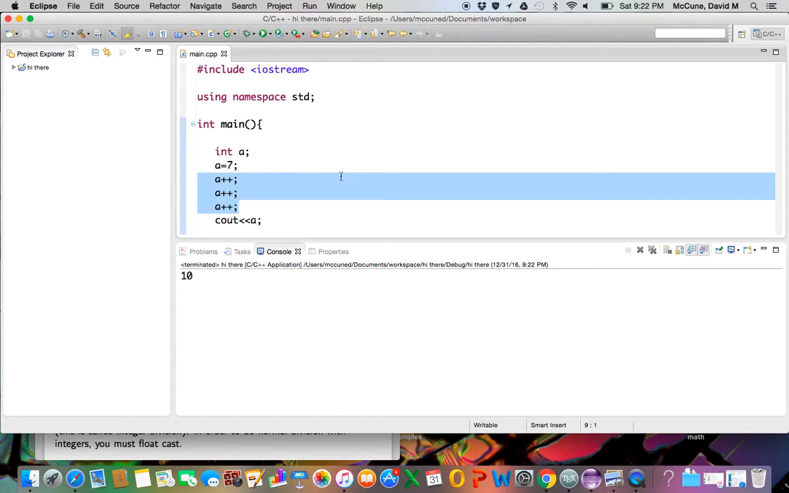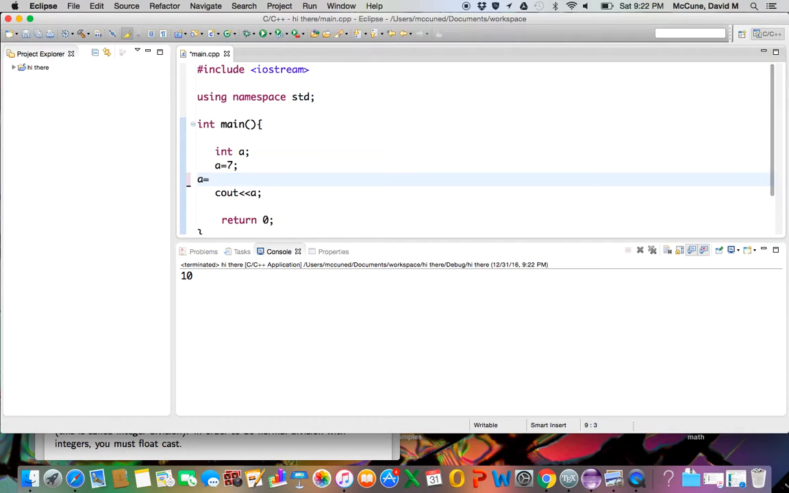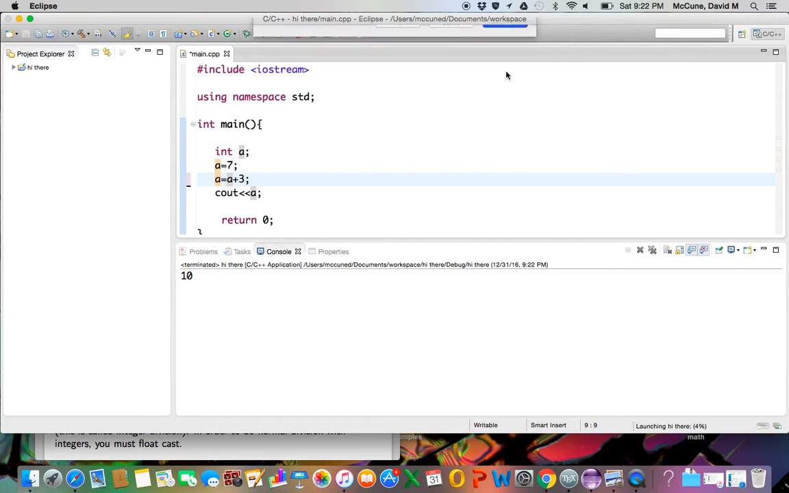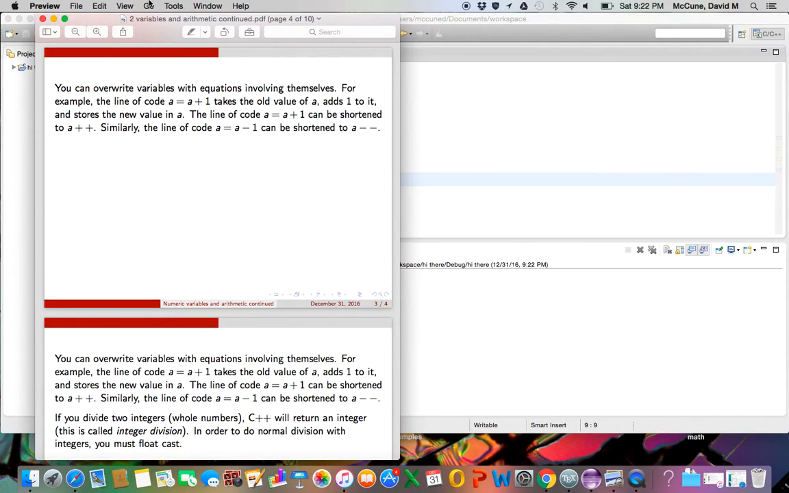Notice these 3 lines of code are kind of obnoxious to write them all. You could just do something like this, right? A equals a plus 3. So instead of doing increase by 1, increase by 1, increase by 1, just increase by 3. So that will do the same thing. The computer should still print 10, and it does. So minus minus works the same way.